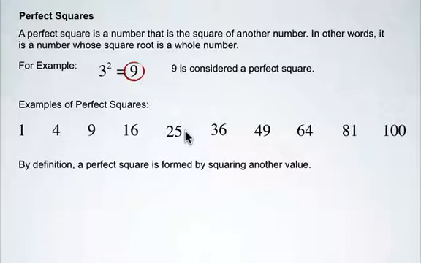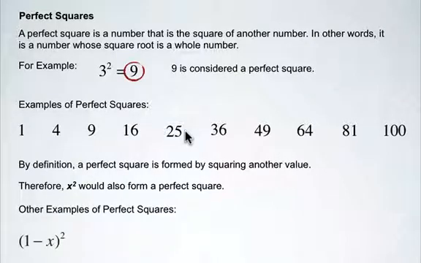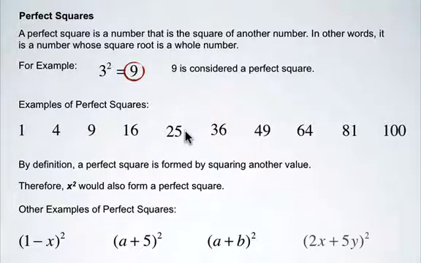By definition, a perfect square is formed by squaring another value. Therefore, x squared would also be a form of a perfect square. Here are some other examples. 1 minus x squared is a perfect square. So is a plus 5 squared, or a plus b squared, or 2x plus 5y squared.